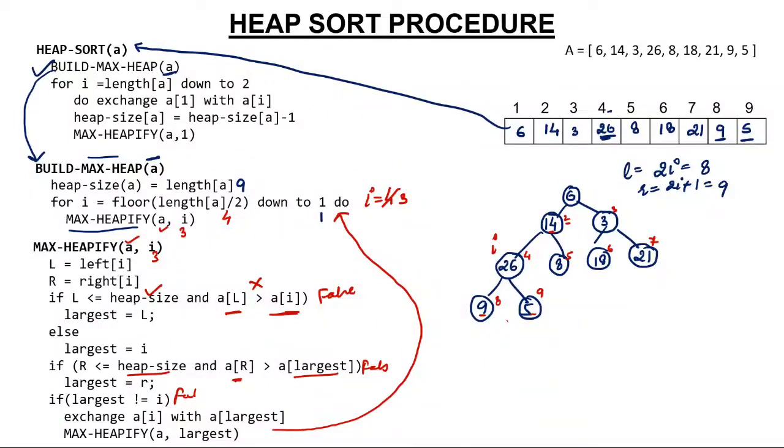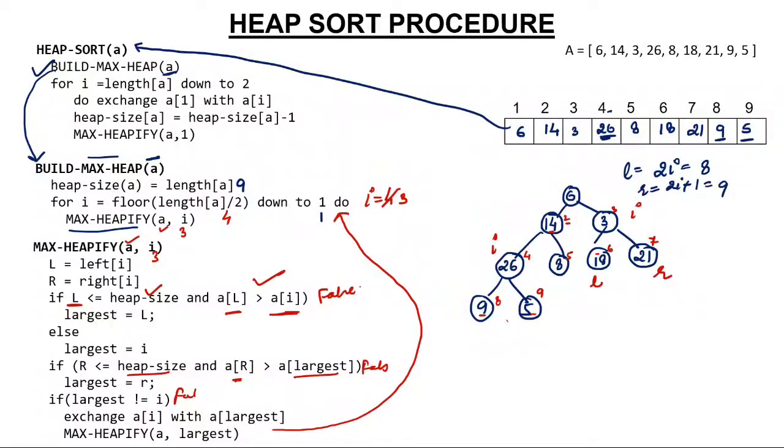Now I'll start from 3, that is this. So what will be L? This will be L, left of I, and this will be R, right of I. So L is at the 6th index, and R is at the 7th index. Is L, that is 6, less than heap size? Yes. What is A[L]? 18. Is 18 greater than A[I], which is 3? Yes, so this is greater.